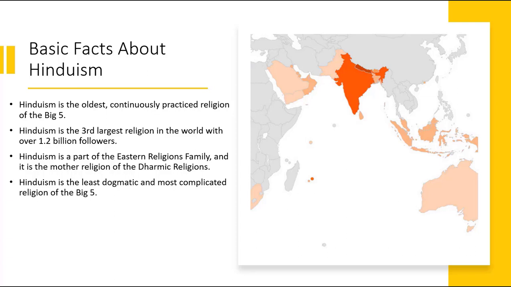There is no pope, there is no Vatican, there are no structures, there are no ministers, there are no churches, so to speak, no council of elders, nothing like that. Out of all of the religions that we will discuss in this course, Hinduism is the least dogmatic religion that we will discuss. And dogmatic, if you're not sure what that means, means an emphasis placed on following certain teachings, maintaining certain beliefs. Hinduism is not that way. It's not built that way.